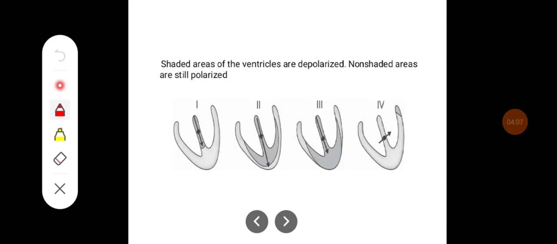This diagram shows the depolarization of the ventricles. So initially the septum, then the apex, then it is going to spread to the ventricles and in the end it is going to go to the base where the vector is small.